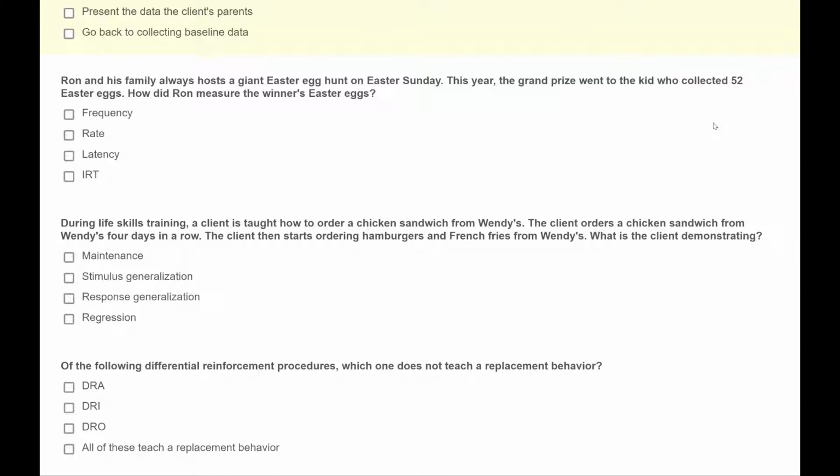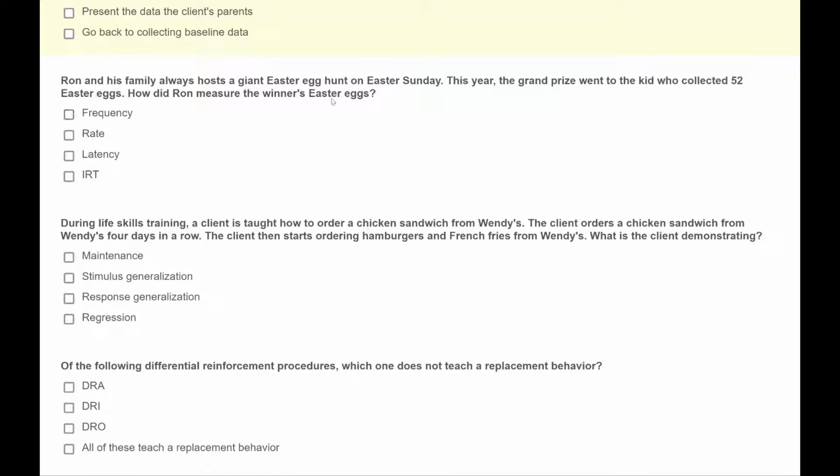Now, why isn't it rate? Rate is related to frequency, but remember, if we have rate, we also need a time component. We don't know how long it took the kid to collect 52 Easter eggs. If this would have said the grand prize went to the kid who collected 52 Easter eggs in an hour, that's rate. Because we have frequency with time. If you just have frequency or a count, then you don't have rate, you only have frequency. Don't mix those two up.